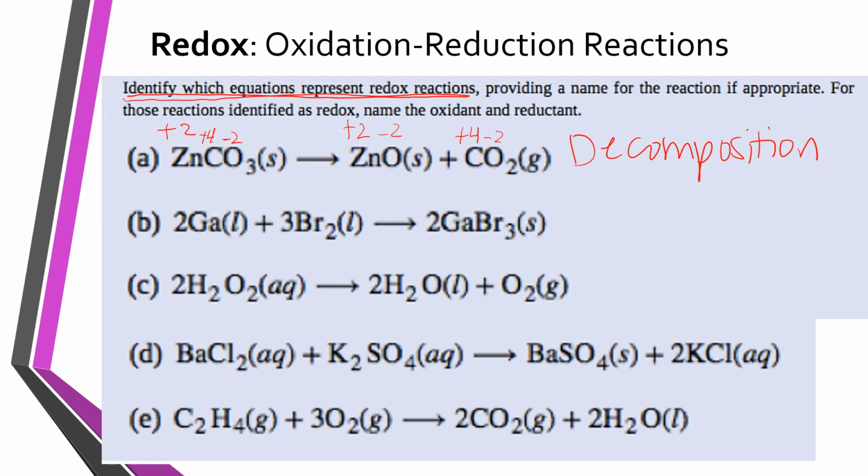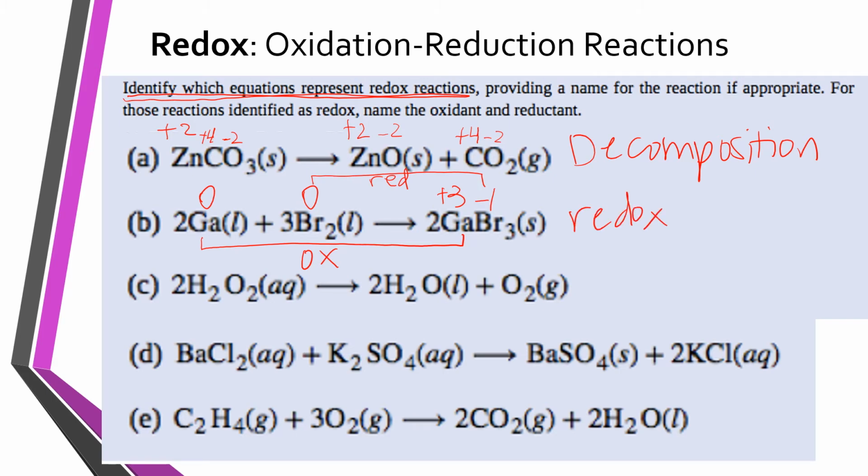Down here in B, we have just an element, so it's 0. Bromine in its natural state is 0. But over here we have +3 and -1. +3 because that's the charge of gallium. So gallium went from 0 to +3, so it was oxidized. Bromine went from 0 to -1, so it was reduced. So this is a redox reaction.